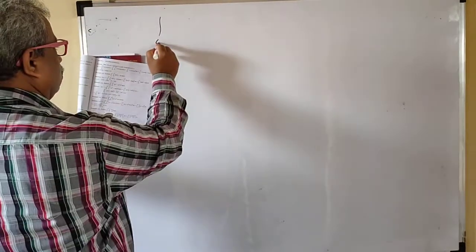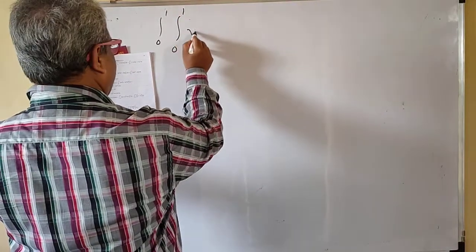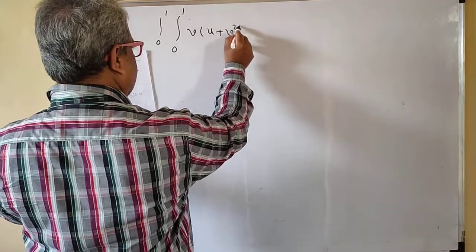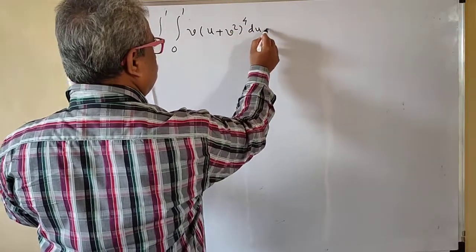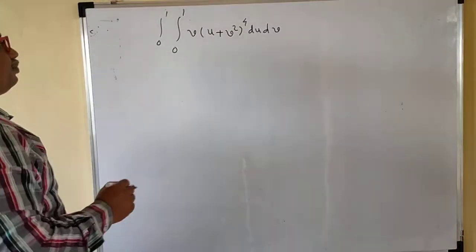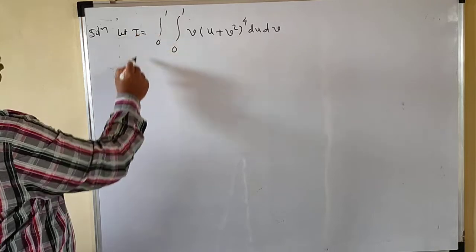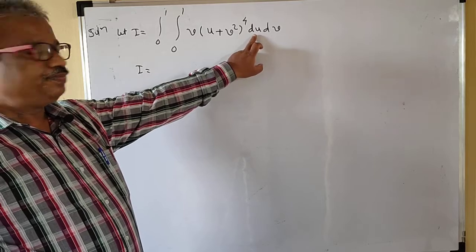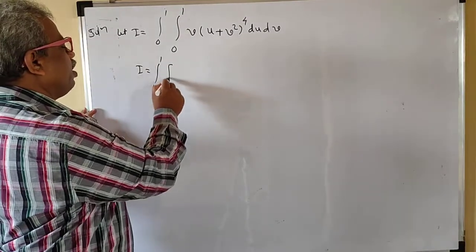Evaluate 0 to 1, 0 to 1, v u plus v square raised to 4 du dv. Okay. Solution. Let r is equal to this. Okay. Now you have to integrate this with respect to u now here. So now this is 0 to 1. Okay. I will integrate this.